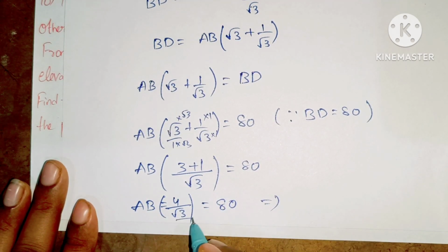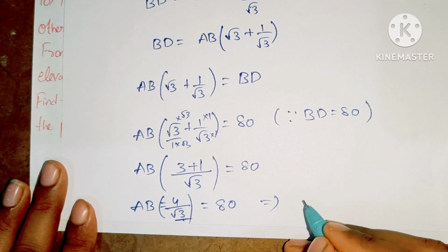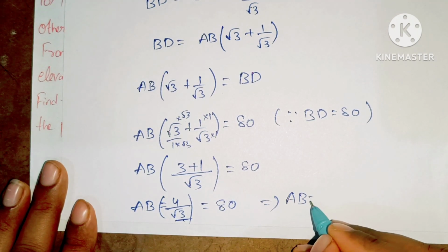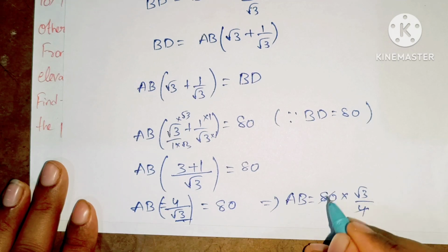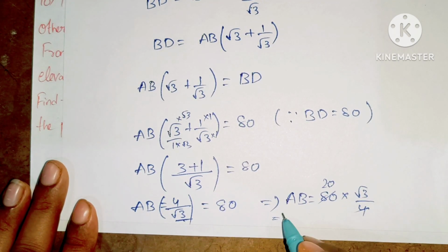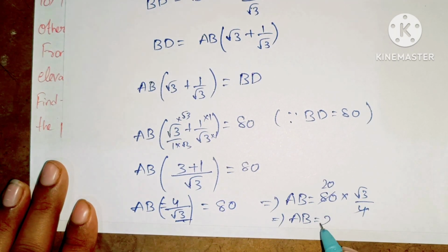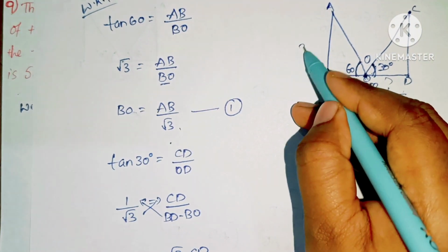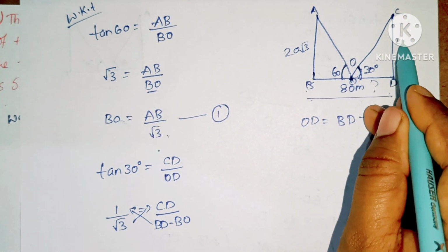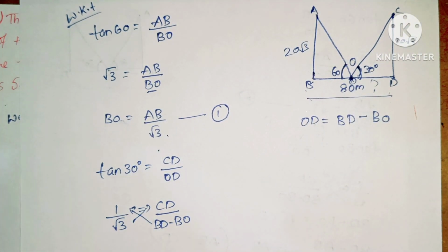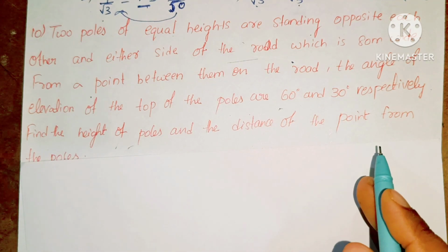Now what will you do? Transpose this 4 by root 3 to the right side. Then what will you get? AB equal to 80 into root 3 by 4. That means 20. So AB equal to 20 root 3 meters. That means the height of the pole, how much came? 20 root 3 meters. So AB equal to CD. So this also is 20 root 3. Okay. So next, what did he ask to find?